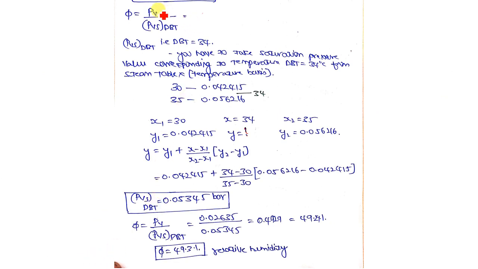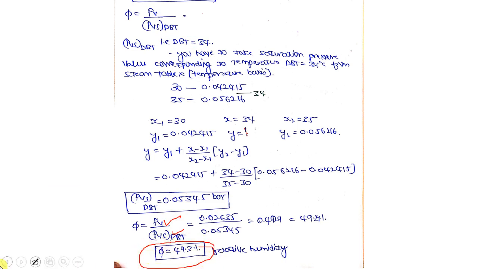Now you need to calculate the saturated vapor pressure at DBT, in the sense the dry bulb temperature of 34 degrees centigrade. Again, you have to look into the steam tables. Your 34 degrees Celsius will lie in between 30 and 35. For 30 it is so much, and for 35 it is so much. Again, use the same method of interpolation. You will get the PVS at DBT as 0.05345 bar. Once you have calculated the values of PV and PVS, just substitute the things and your relative humidity would be 49.3%. Okay, that is how you calculate the things.